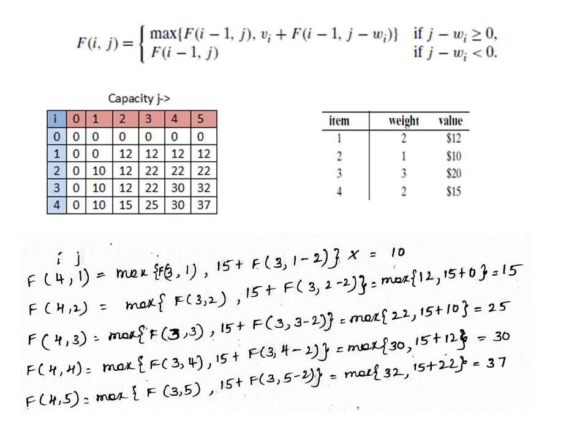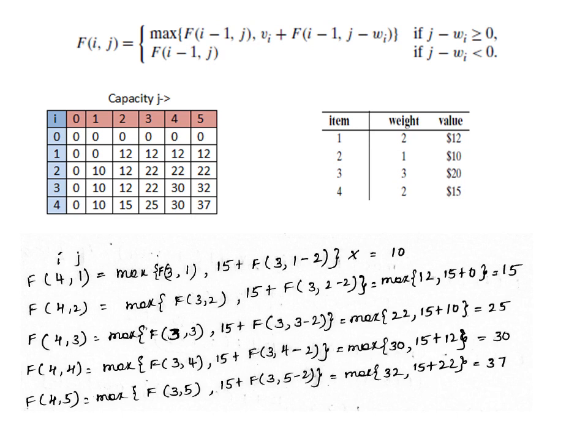Then for the last row, f of 4, 1, i value is 4, j value is 1. So which is equal to maximum of f of 3, 1, fourth item value is 15, 15 plus f of 3, 1 minus, that is 1 is value of j minus weight of fourth item is equal to 2. So 1 minus 2 which is equal to minus 1. We are getting a negative value. We cannot place this in the knapsack. It is not possible. So consider the previous value. Previous value is f of 3, 1. 3, 1 is equal to 10. So f of 4, 1 is 10.